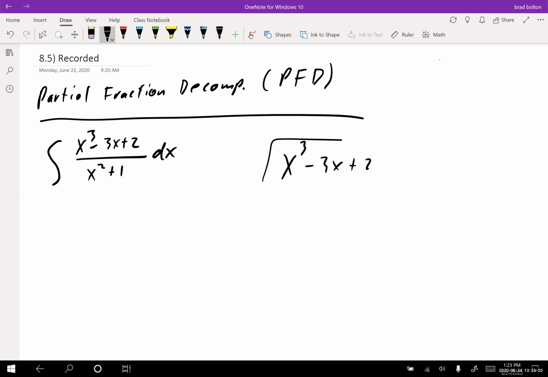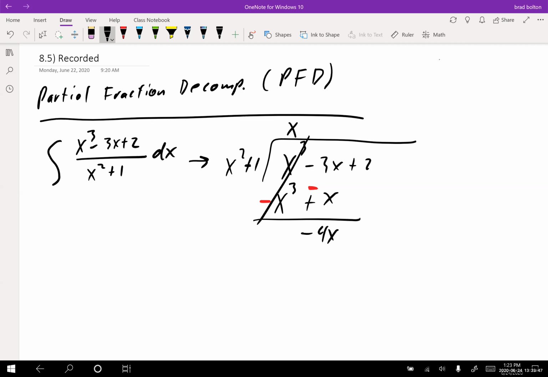So I'm just going to do long division, x squared plus 1. And then I'm just going to ask myself, what does x squared need to become an x cubed? It needs a times x. So this will become x cubed plus x. And I draw my division. But the moment you draw your division, you subtract, you change the symbols. So this will cancel and become 0. This will become negative 4x plus 2.